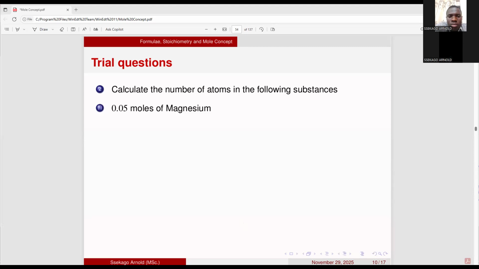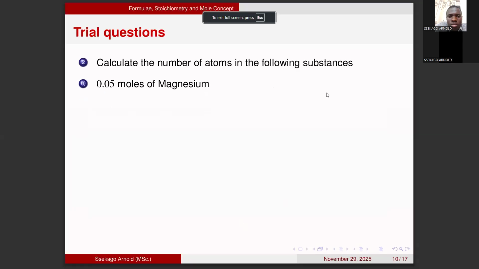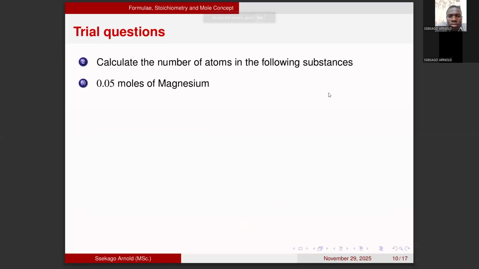Therefore, in this case, I'll say 1 mole is equal to 6.02 times 10 power 23 atoms. The particles here are atoms. So 1 mole is equal to that. If 1 mole is equal to this, then what of the 0.05 moles? What shall we do in that case?